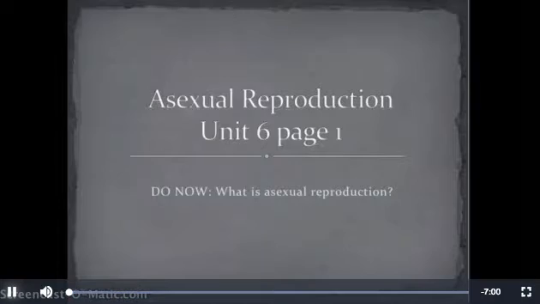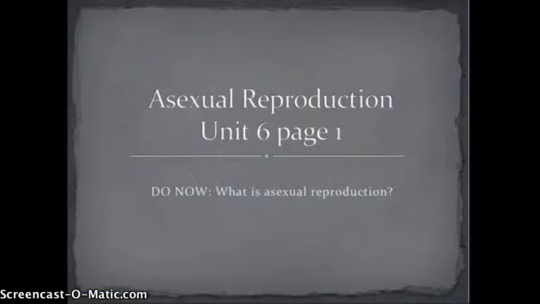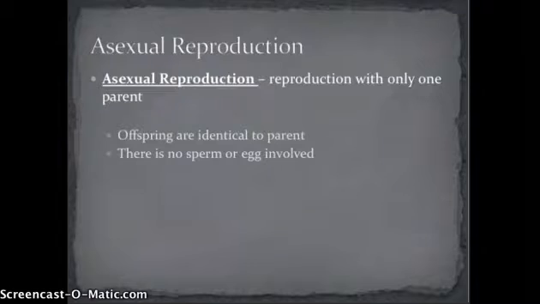Okay, Unit 6, page 1, Asexual Reproduction. Do now. What is asexual reproduction? Write down your thoughts in the do now and press pause. When you're ready to check your answer, hit play. Asexual reproduction is reproduction with only one parent. Offspring are identical to the parent, and there is no sperm or egg involved.